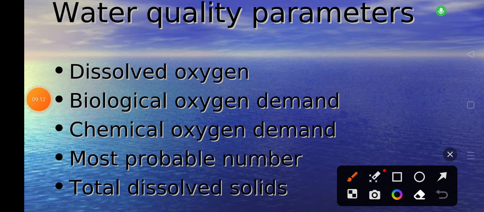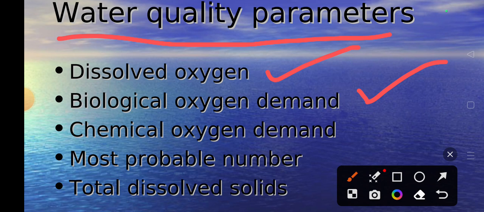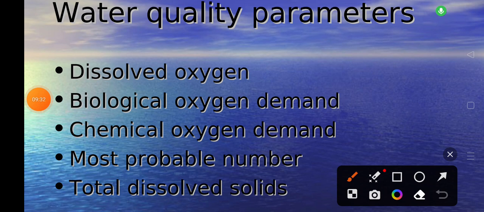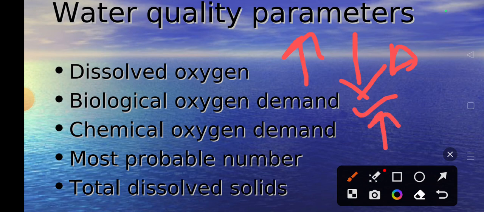We can estimate the quality of water by parameters like dissolved oxygen, how much dissolved oxygen is present, the biological oxygen demand, the chemical oxygen demand COD, the potable number, and total dissolved solids also. An increase in pollutants leads to a decrease in the oxygen content. Due to that, an anoxia condition will happen for animals, where there is an increase in the metabolic rate in the body of an organism, and that leads to the death of the organism. And if the biological oxygen demand, BOD, increases, then the oxygen level decreases. If the chemical oxygen demand increases, then the oxygen level decreases.